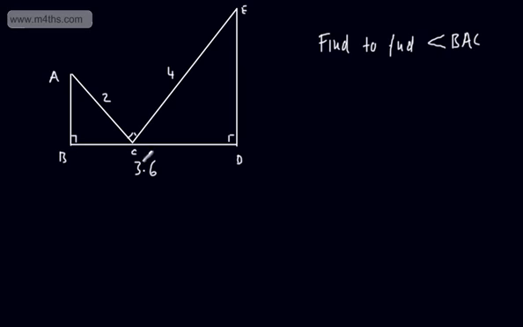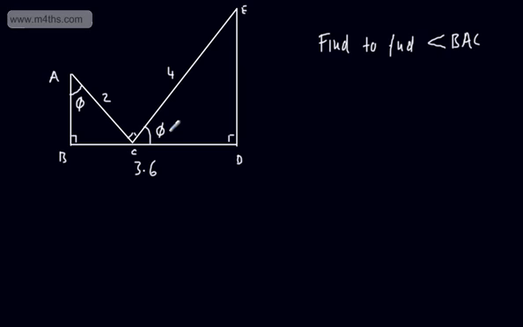B to D is 3.6, so all of that is 3.6, A to C is 2, and then C to E is going to be 4. And what we want now is this angle, BAC. So let's put that on. Let's say that this is going to be theta. Now this is going to be 90 minus theta, which means that 90 plus 90 minus theta, which means that this angle right here is also going to be theta.